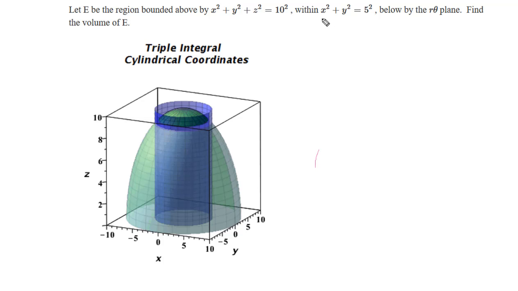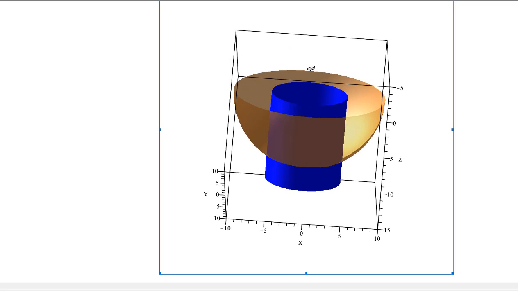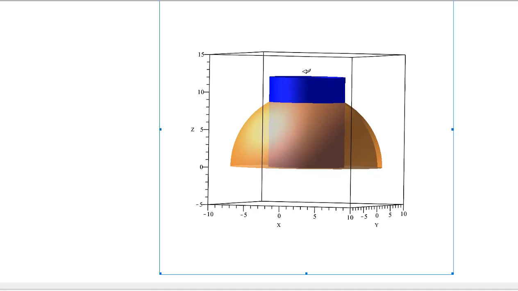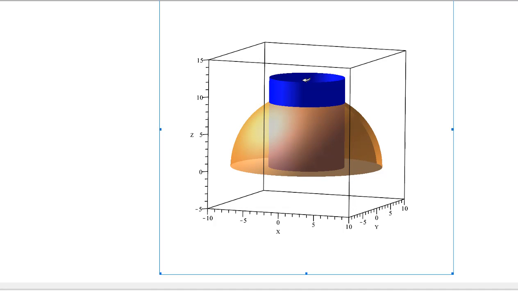We're trying to find the volume of the region that is inside the cylinder with a radius of 5 and beneath the sphere with a radius of 10 and above the XY plane. I've drawn that to scale using Maple. And so here we have the blue cylinder and the gold sphere.